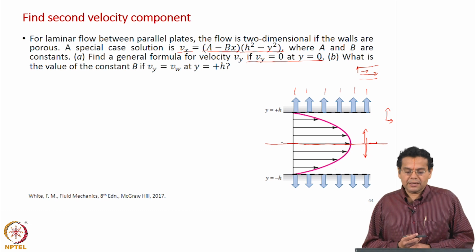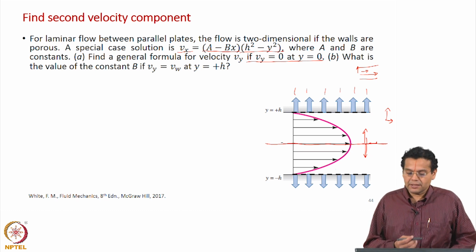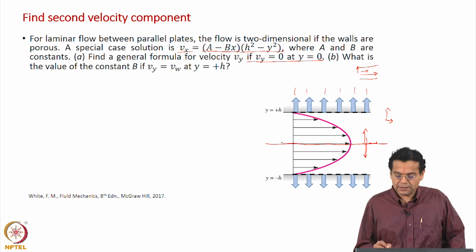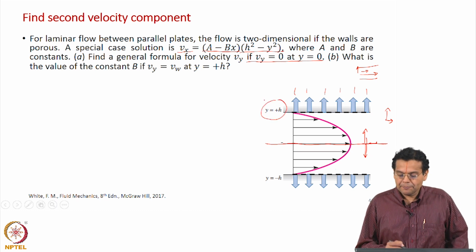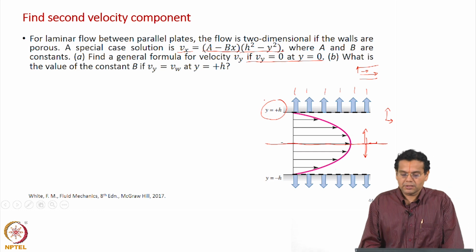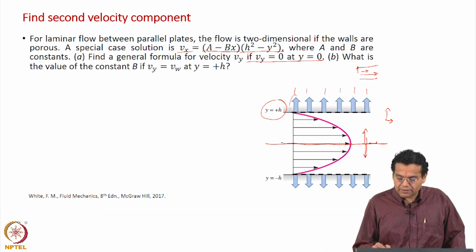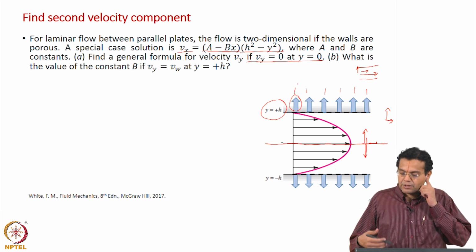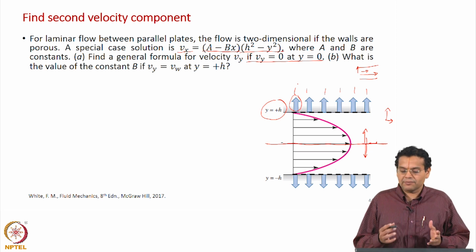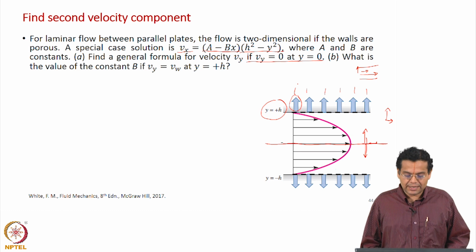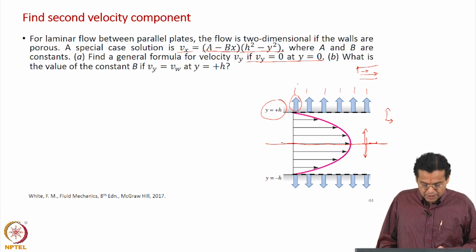Okay, now, second part is what is the value of the constant b. We are given that v y equals v w at y equals plus h. y equals plus h denotes the top plate, and at that plate you are given the velocity, let us say the flow through the porous wall is at a certain value given by v w. If that is the case, how do you find out b? Okay, so, let us proceed with this.